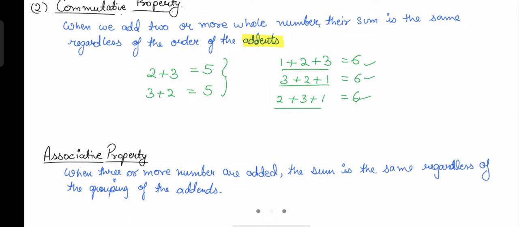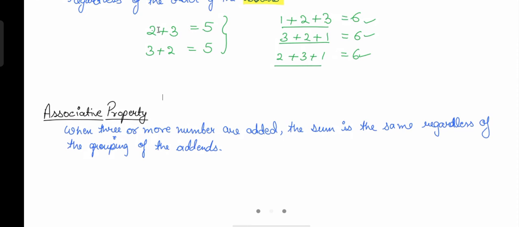So when you add up two or more whole numbers, this will work only for whole numbers. If you say, ma'am, I add 2 plus 3, and in the next case I add negative 2 plus 3, and then you change it to 3 plus negative 2, then will your answer be the same? No, your answer will not be the same. It only works for whole numbers, that is from 0 to any positive number. Okay, this is the commutative property: when you add up whole numbers, no matter what the order is, your answer will always be the same.